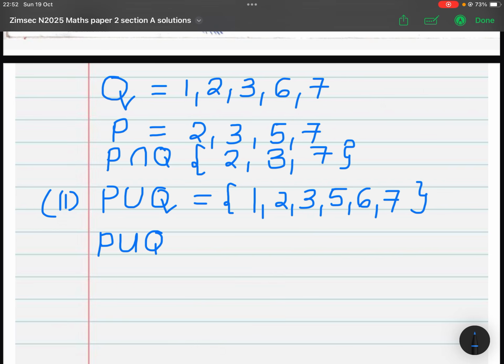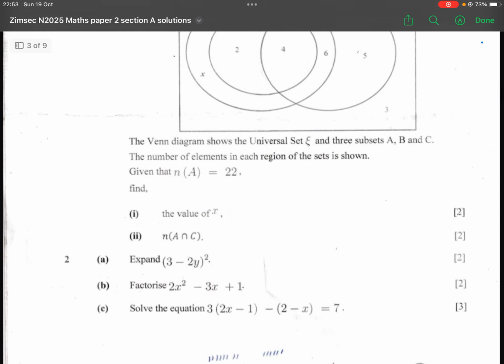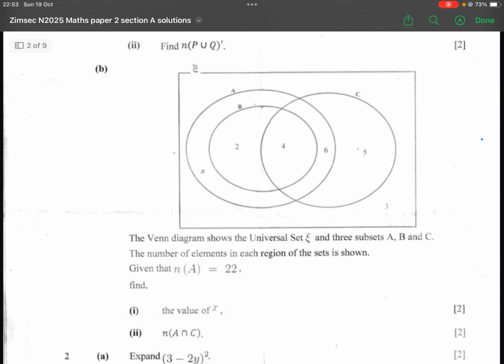And then the question is saying P union Q prime. So it means that we are required to list the elements that are not in P union Q. So the elements that are not in P union Q, 4 is not in P union Q. We also have 8, 9, and 10. So that is how we answer the second part of the question. And then we now need to proceed to part B.